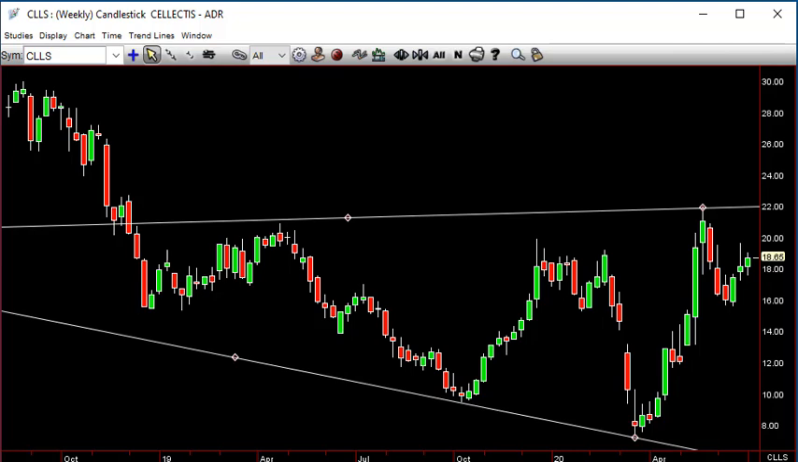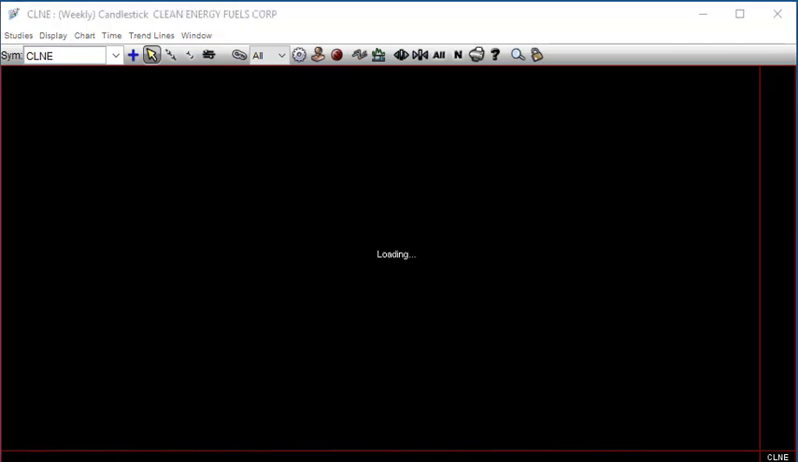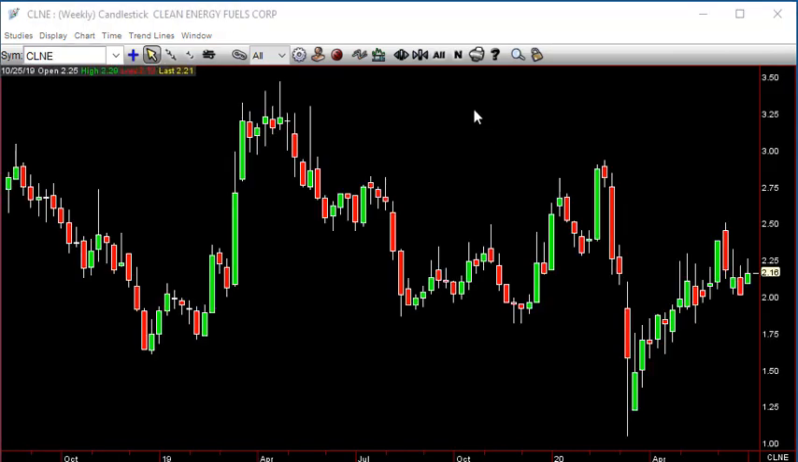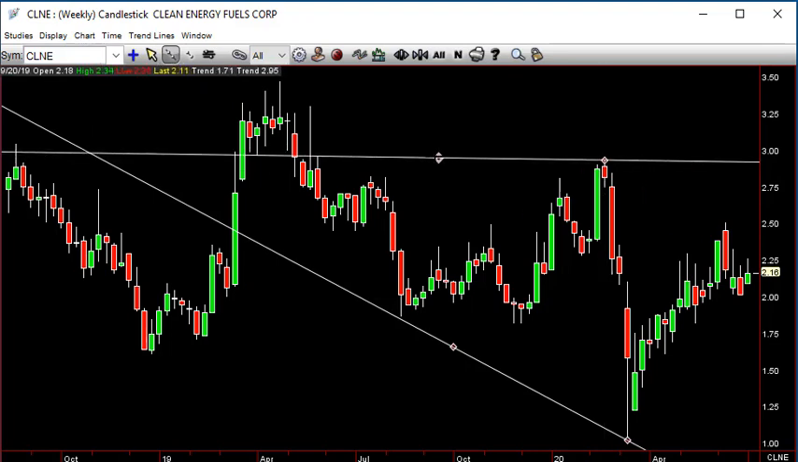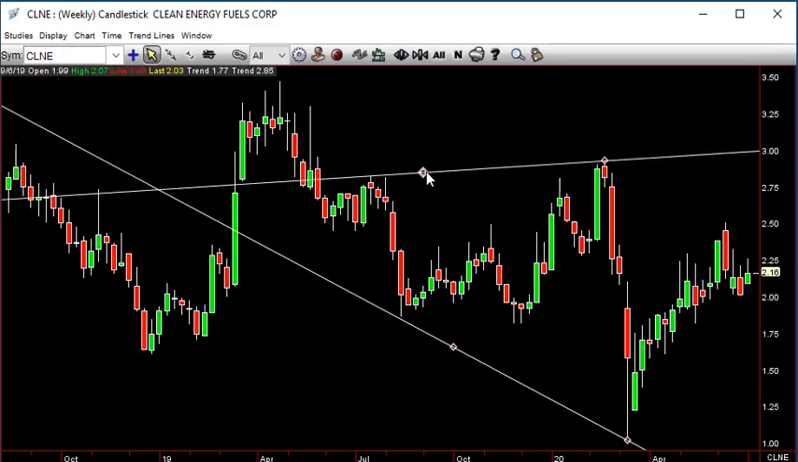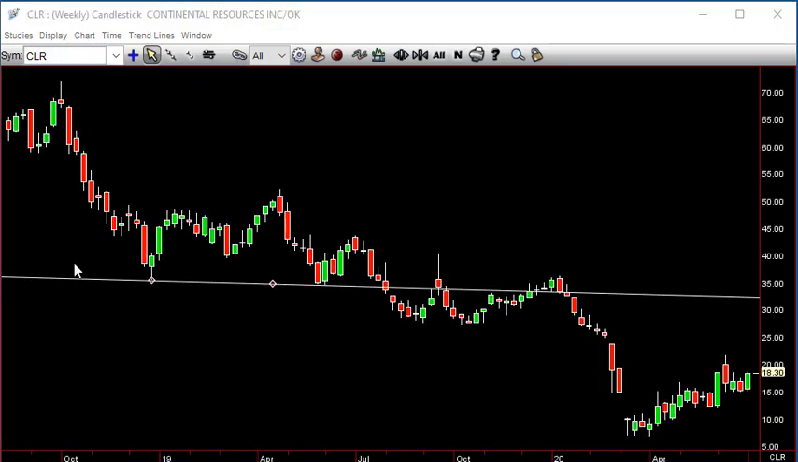CLLS. CLNE. See if that's higher or high or not. 295, 293. Bring it down like so. To take out one side of the range, to take out the other side, and coming back through. That's what we look for. See you. CLR.